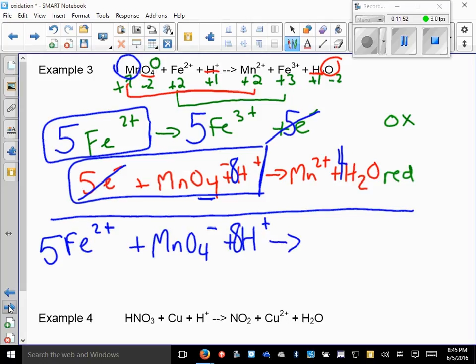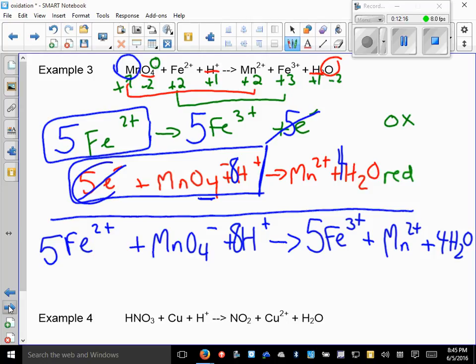Okay, now I'm looking at all of my products. I have 5 Fe3+, Mn2+, 4 H2O. And if we go through, we'll notice that this is entirely balanced for atoms. And I know because of the process that I did, because of these 5 electrons on both sides, it's also balanced for charges.